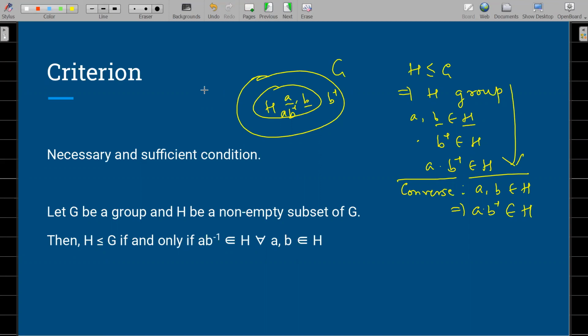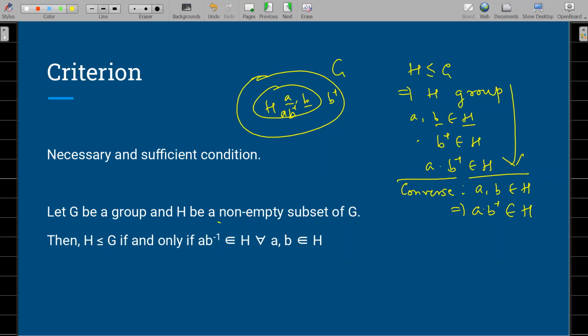But the condition says whenever two elements A and B are in H, A times B inverse, the inverse taken in G, this product is again inside H. That is given. So if this is given, one can prove step by step that H turns out to be a group. So once it's a group, it's a subgroup. Now the idea is this.